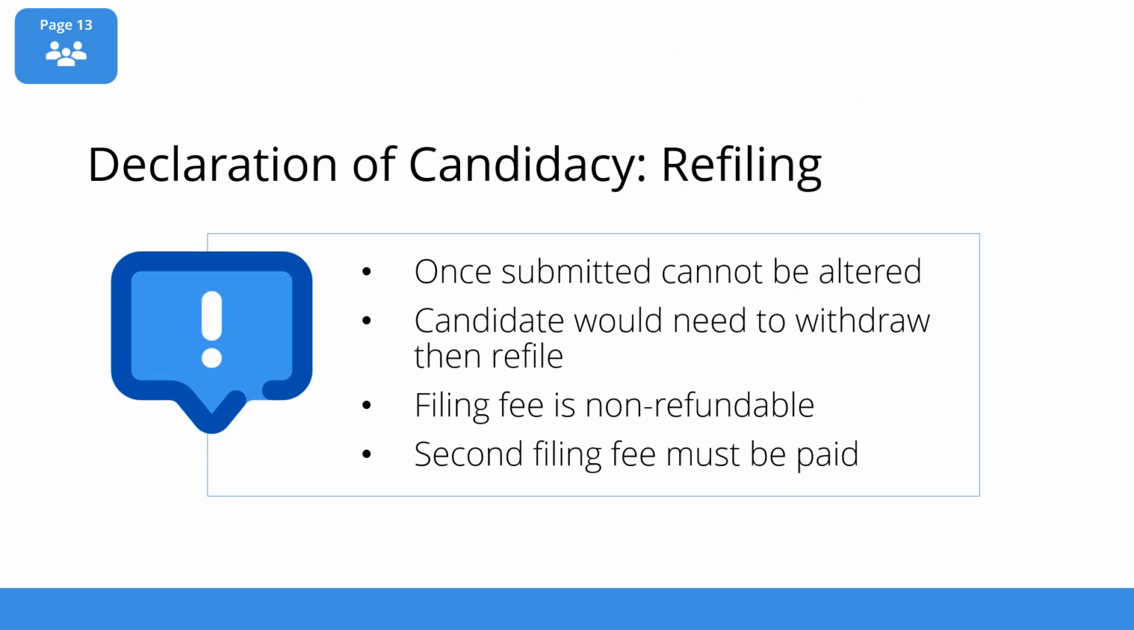When filling out the Declaration of Candidacy, please take time to proofread and make sure everything is correct. Once the Declaration of Candidacy is submitted, it cannot be altered. If the candidate wishes to make any changes, they would first need to withdraw their initial filing, then refile a new Declaration of Candidacy. As an important note, filing fees are non-refundable. If the office has an associated filing fee, then the second filing fee must be paid.